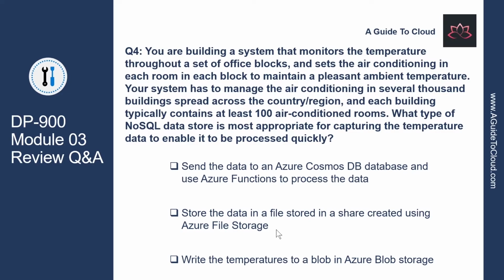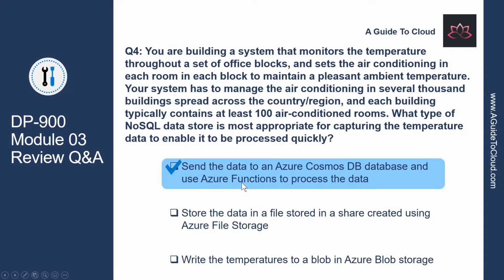Definitely not. So the correct answer is send the data to the Azure Cosmos DB database and use Azure Functions to process the data. Cosmos DB can ingest large volumes of data rapidly. A thermometer in each room can send the data to a Cosmos DB database, and you can arrange for an Azure function to run as each item is stored. The function can examine the temperature and kick off a remote process to configure the air conditioning in the room.